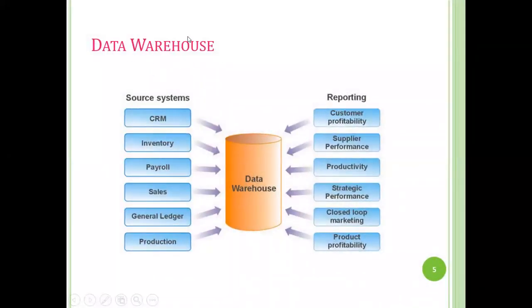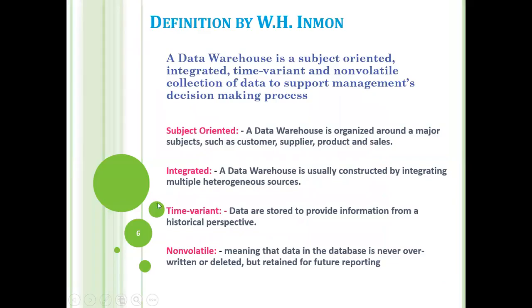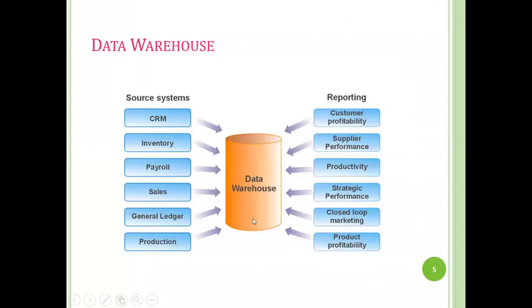Okay, so this is the architecture of data warehouse. You can see here, this is the functional architecture of our data warehouse. Here we have the CRM, customer relationship management. And inventory, payroll, sales, general ledger, production, all the data we'll be collecting from source. We'll be moving the data into a data warehouse. From the warehouse, we'll be taking different metrics. So how the customer profitability, what is this? We have different suppliers, how they are performing. Productivity and strategic performance, closed loop marketing, product profitability.